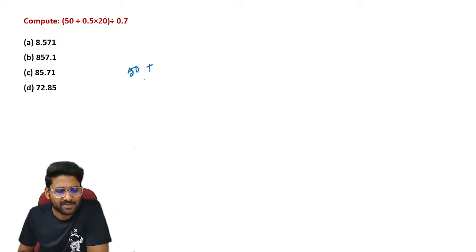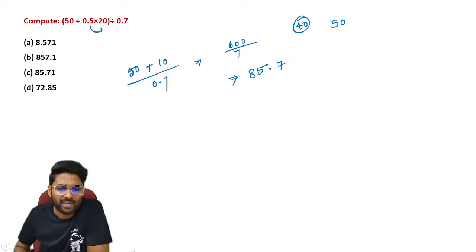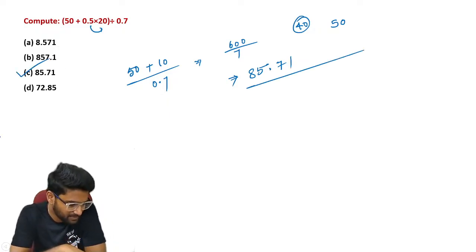So 50 plus 0.5 multiplied by 10 is 20, is 10 divided by 0.7. It means 60 divided by 0.7, which is 600 by 7. 7 into 8, 56, right? We have 40. 7 into 5, 35. We have a 5. Let's take the decimal. 7 into 7, 49. 7 into 7, 49. So we have a 1. Here the value becomes 85.71, the simplified value.